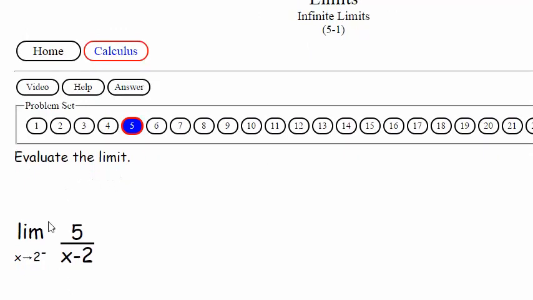It says evaluate the limit. We've got the limit as x approaches 2 coming in from the left hand side of 5 over x minus 2. So why don't we take a 2-second timeout and write that down. The limit as x approaches 2 from the left of 5 over x minus 2. I'll give you a little time to write that down.